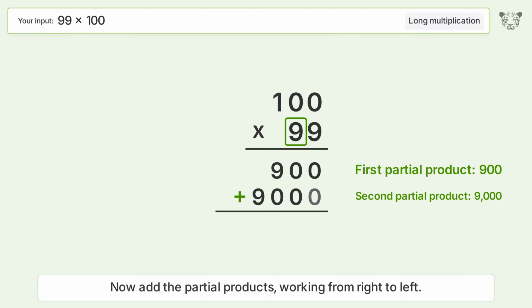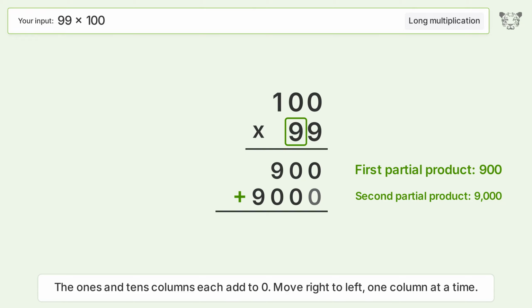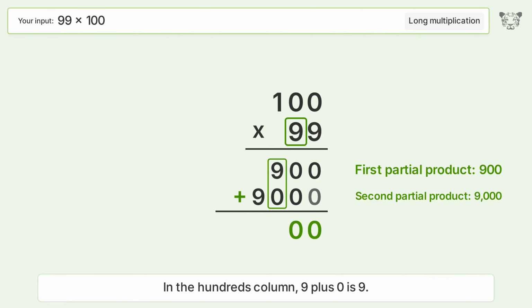Now add the partial products, working from right to left. The ones and tens columns each add to 0. Move right to left, one column at a time. In the hundreds column, 9 plus 0 is 9. In the thousands column, bring down 9.